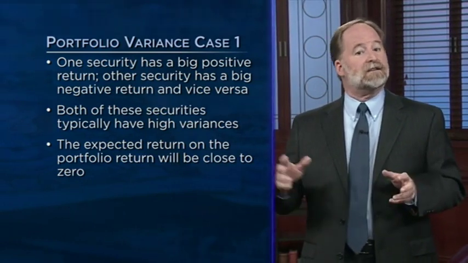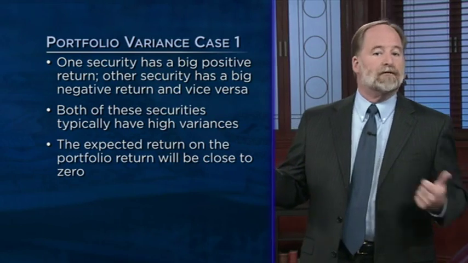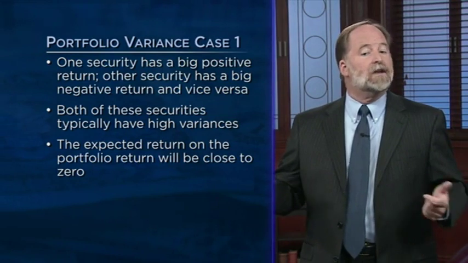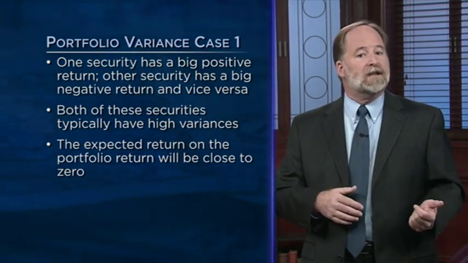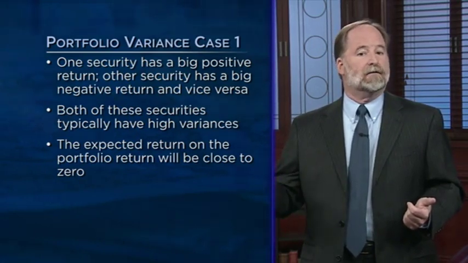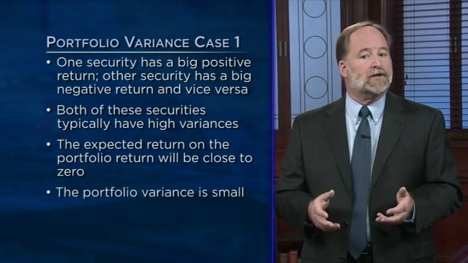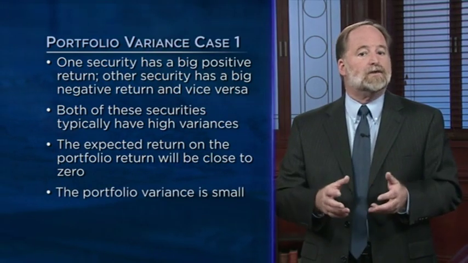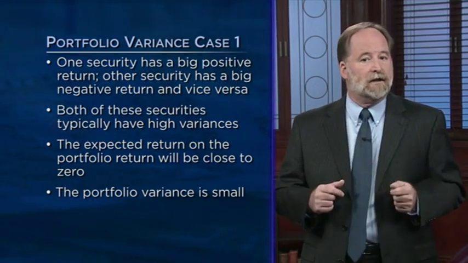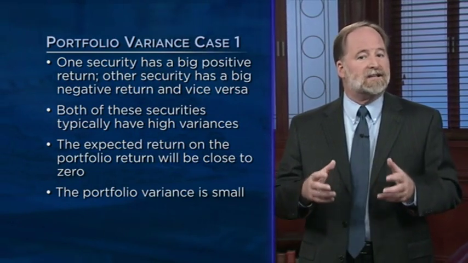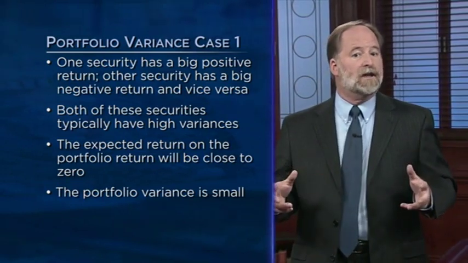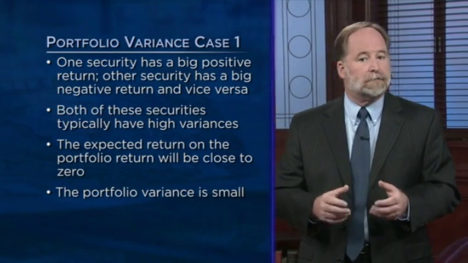When the first security has a positive return, then the typically negative return of the other security will pull the portfolio return down to 0. Similarly, when the first security has a big negative return, then the typically positive return of the other pulls the portfolio return up to 0. In this case, the variance of the portfolio return is low since regardless of what happens to either individual security, the portfolio return is close to the mean return of 0. This implies that the portfolio return has a small variance. Thus, even though both of the individual securities have high variance on their own, the portfolio variance is small.